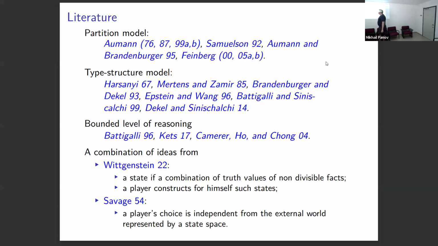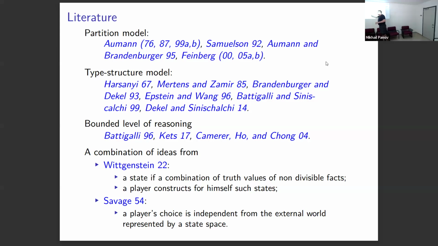Okay, coming back to the question, bounded level of reasoning is by no means new. Battigalli talks about it to simplify extensive form rationalizability. In the epistemic context, Williams and Kats tried to do something with it in the type structure model. And the idea of my level is closely related to the cognitive hierarchy model from Camerer. Also there are a couple of ideas from old literature 100 years ago. It's philosophically how it feels.